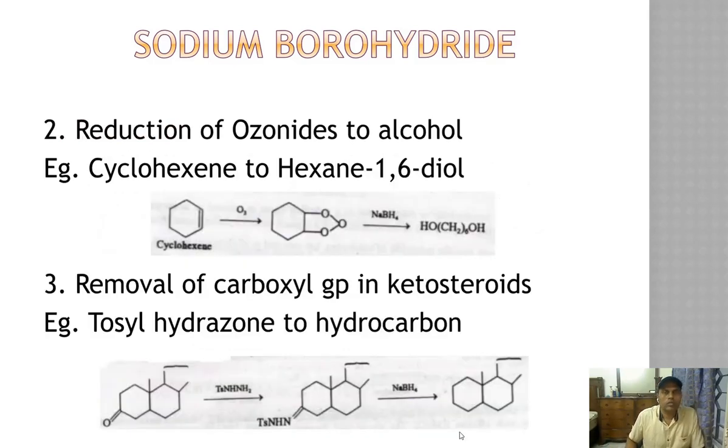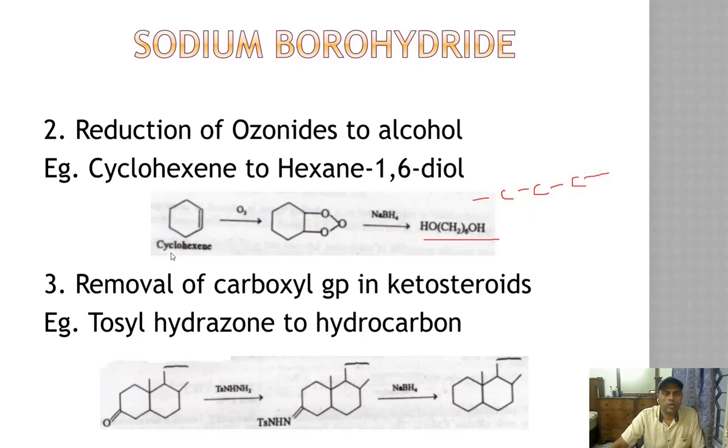Second one, reduction of ozonides to alcohols. So here is your cyclohexene. On this cyclohexene, you are going to get a straight chain carbon, or the alcohol, over here.